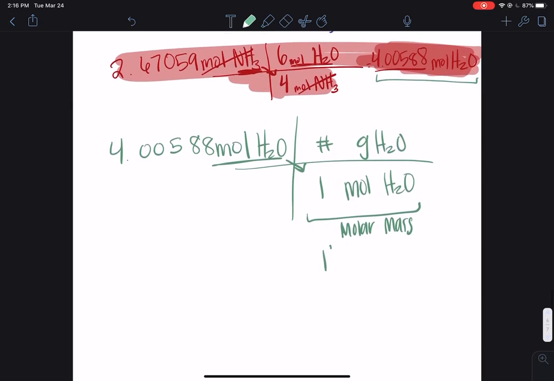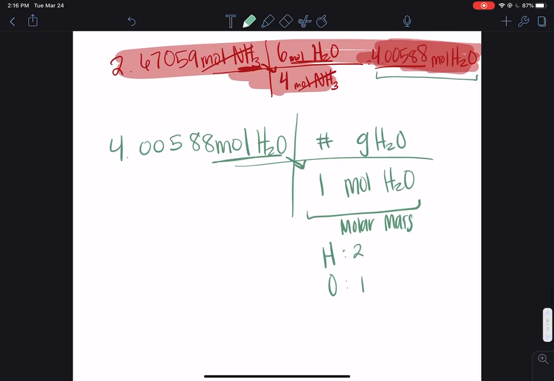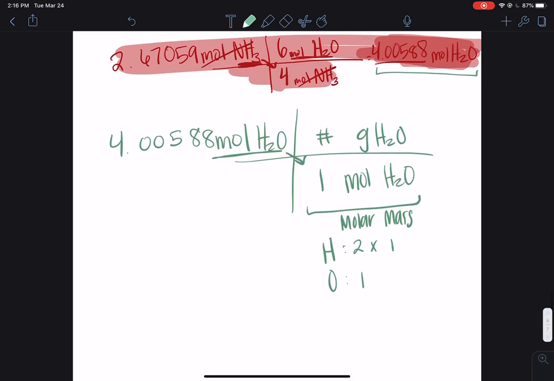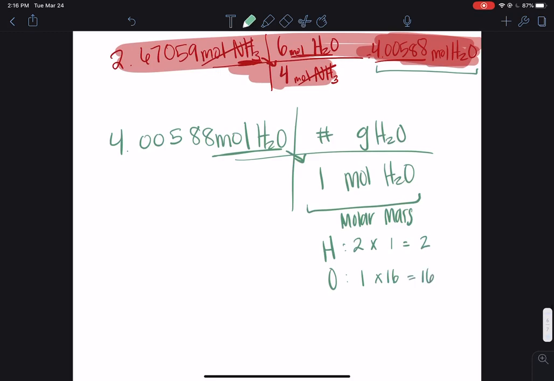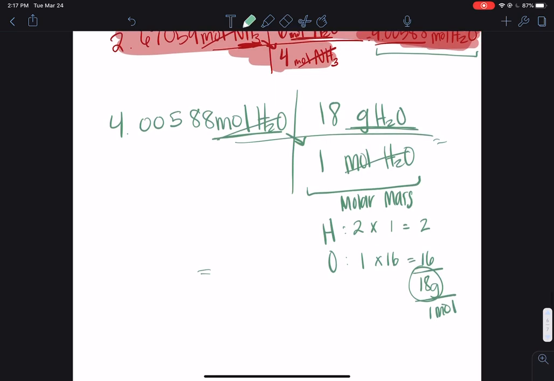You just take hydrogen and oxygen and you separate them. And you say, I have 2 hydrogens and I have 1 oxygen. Each hydrogen weighs 1 gram. Each oxygen weighs 16. So 2 times 1 is 2. 1 times 16 is 16. Add those together and you get 18 grams per 1 mole. So this 18 goes up here because that is the molar mass. So then mole of H2O cancels, and you're left with grams of H2O. I'm going to write my answer right here because I can't fit it over there. So when you do the math for all this, you get 72.1 grams of H2O.